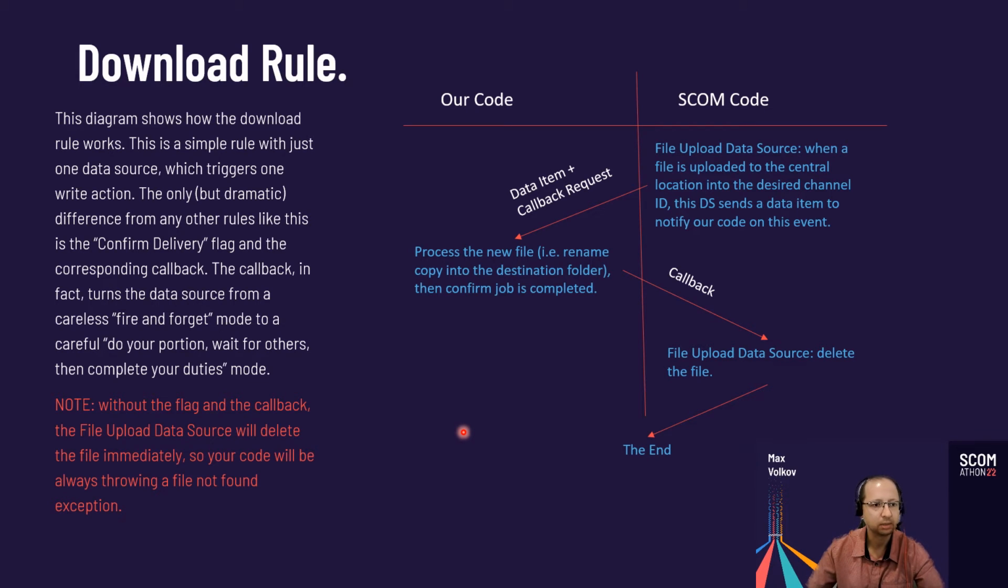Important note, if the rule with file upload data source doesn't have confirmed delivery flag, then data source will delete the file immediately. It will send a data item to your code, and it can be, for example, PowerShell or whatever. It will send the data item here, but your code will also find the file already deleted and will throw IO error, file not found.